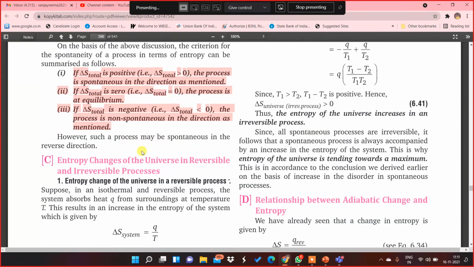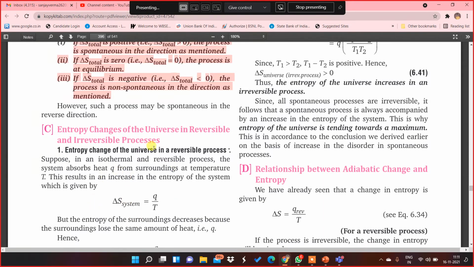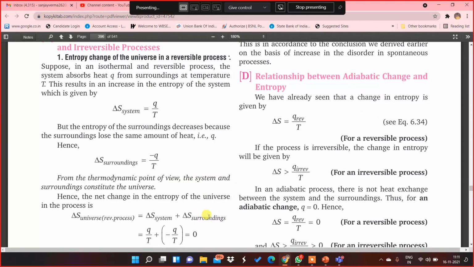Then, as I've already told you, let us talk about the entropy change of the universe in reversible and irreversible processes. First, in a reversible process, remember this formula: delta S system is equal to Q by T. It is the system, not the surroundings, that has Q by T. But the entropy of the surroundings decreases because the surroundings lose the same amount of heat, Q. Hence, there is a negative value for the surroundings. For the system, it is positive.